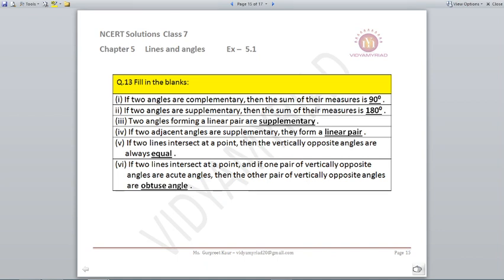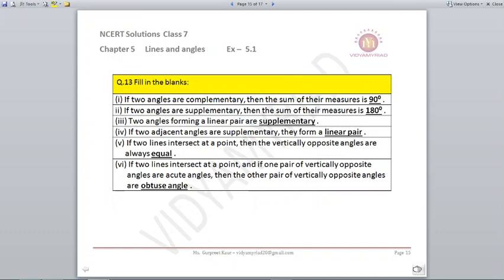Fill in the blanks. If two angles are complementary, then the sum of their measure is 90 degrees. We have already done this. If two angles are supplementary, then their total sum is 180 degrees. Two angles forming a linear pair. So what is a linear pair? Angles formed on a straight line. So when two angles are formed on a straight line, they are always supplementary angles.